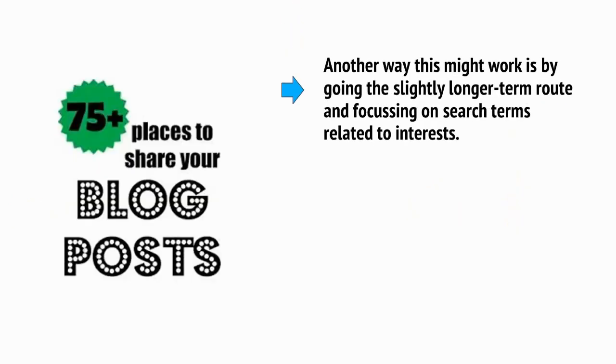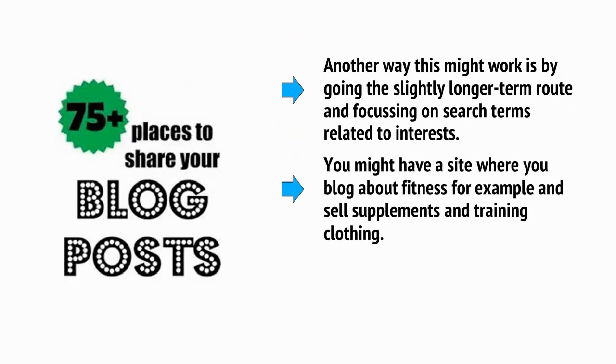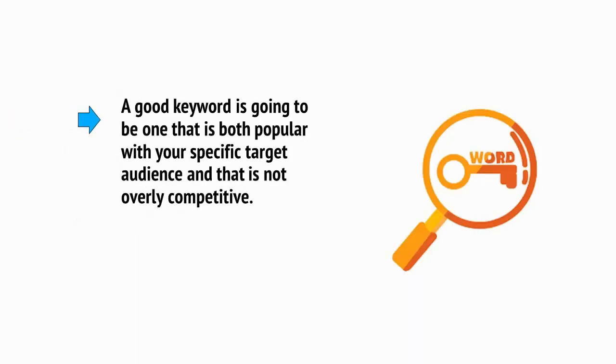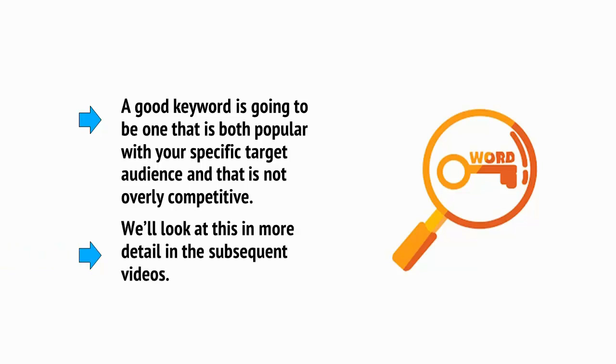Another way this might work is by going the slightly long-term route and focusing on search terms related to interests. You might have a site where you blog about fitness, for example, and sell supplements and training clothing. In this case, your keyword might be how to lose weight or fitness articles. A good keyword is going to be one that is both popular with your specific target audience and that is not overly competitive. We'll look at this in more detail in the subsequent videos.